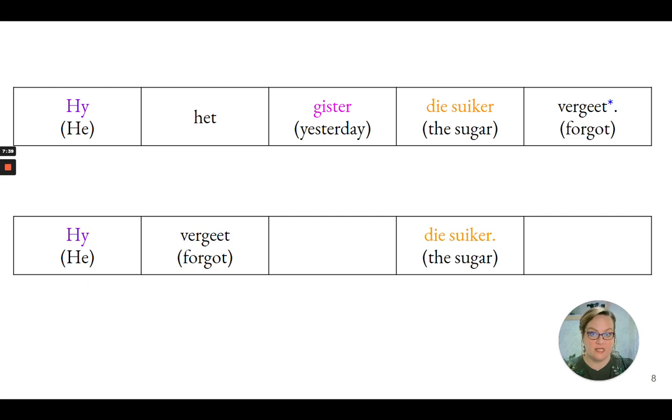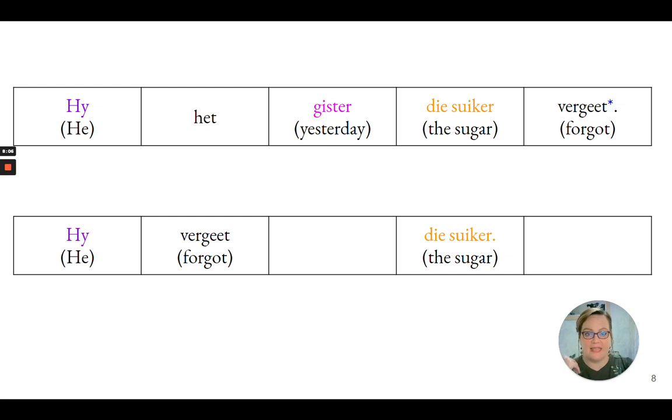Okay, we've not done place yet. That's for the next lesson for future tense. But let's say ek sit by die tafel. I am sitting by the table. So ek sit by die tafel. You want to put that in past tense. Ek het by die tafel gesit. There you go. That's your past tense.